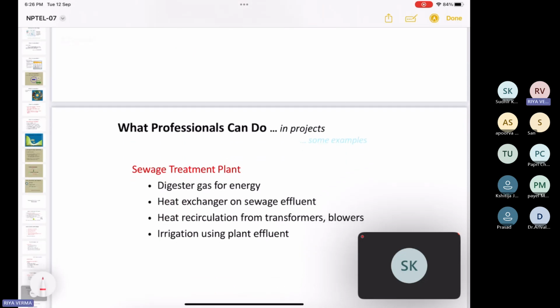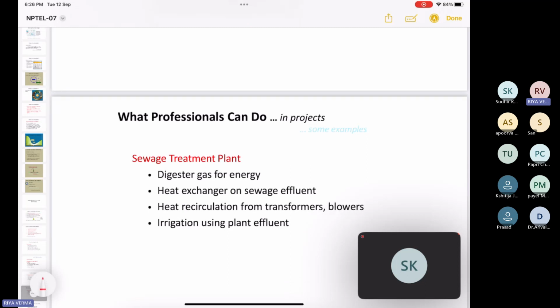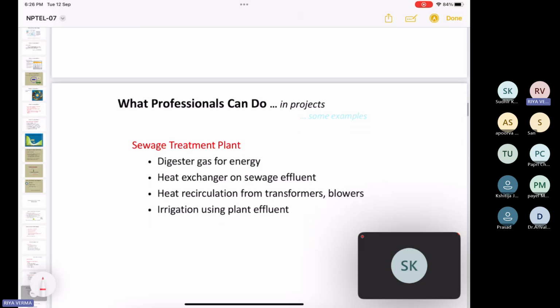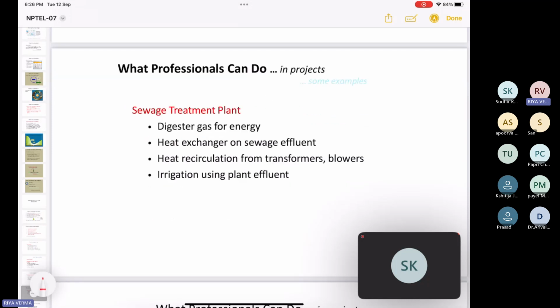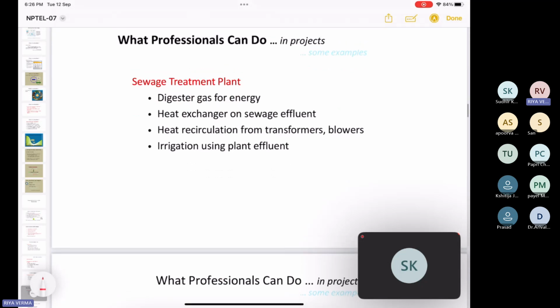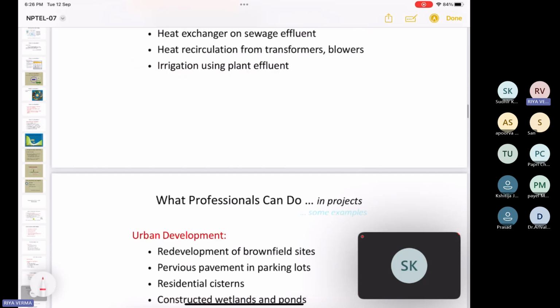For example, in sewage treatment plants, we can utilize the gas that is released by the digesters for energy purposes. Then we can use heat recirculation from the transformers or the blowers. We can use heat exchangers on sewage effluent, and the plant effluent that is being released from the sewage treatment plants can be used for the irrigation purposes. So that is how we can try to reuse the processes. We should try to use the resources more efficiently.